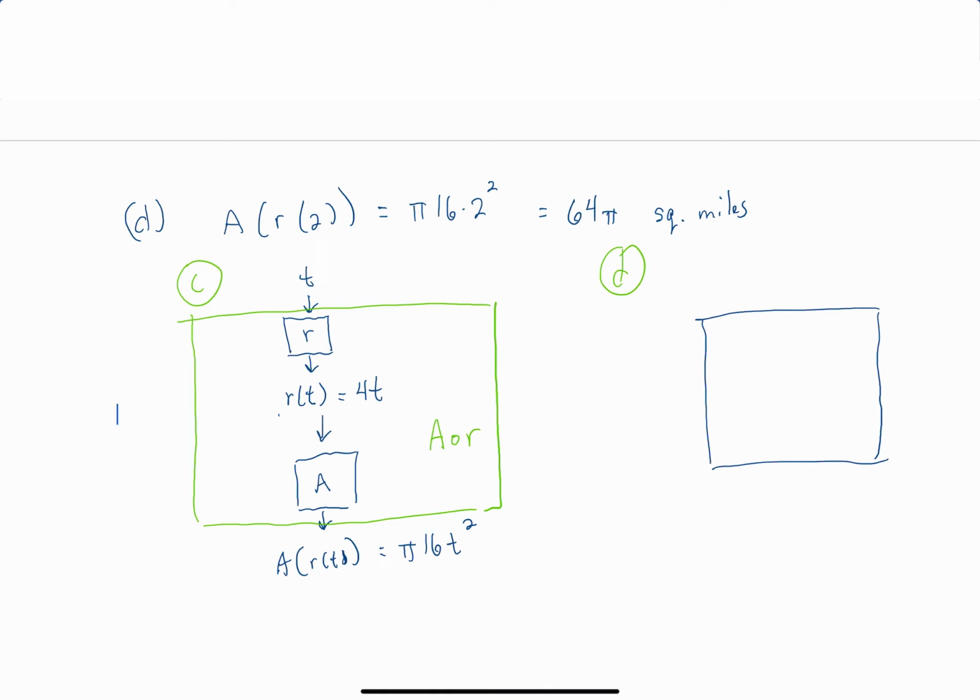So we have our A of R of t function. We put in a 2, and out came a 64 pi. And because we had a formula for A of R of t, we didn't worry about what was happening inside that composite function. We didn't have to worry about the little boxes. We just used our formula for the big A composed with R box.